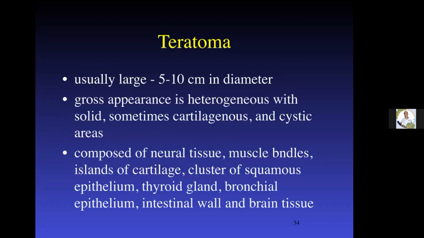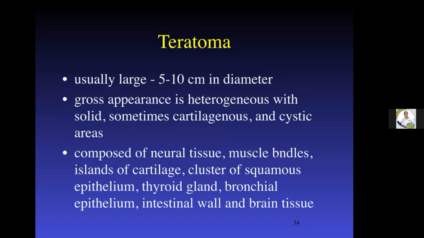Teratomas are large, 5 to 10 centimeters in diameter, and the gross appearance is heterogeneous. You can see a solid area, some cystic areas. You can see cartilaginous tissue. At times, you can see teeth, sebum, hair. So it's a cystic mass that when you do a cut section, you can see a solid area, a cystic area. You can see sebum, hair, cartilage, teeth. When you see that, you think of teratoma.